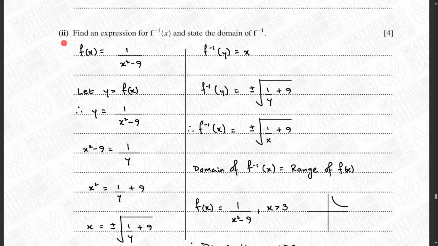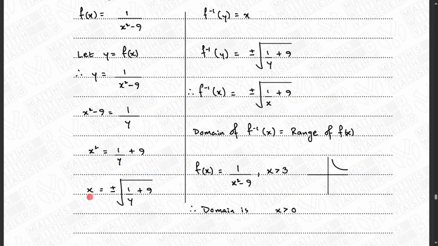For part 2, it says find an expression for f inverse of x, and we need to state the domain of f inverse. So f of x is 1 over x squared minus 9. Let's consider y equals f of x. So y equals 1 over x squared minus 9. Now let's make x squared minus 9 the subject of the equation. That gives us 1 over y. So x squared is 1 over y plus 9. That means x is plus or minus the square root of 1 over y plus 9.